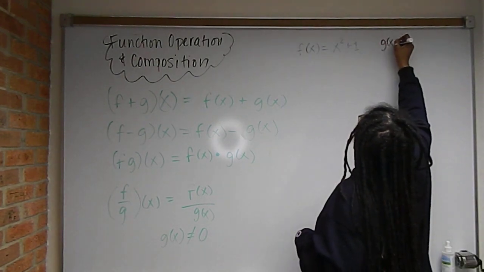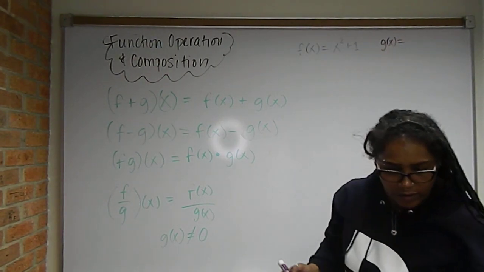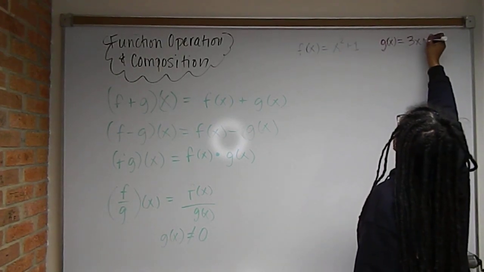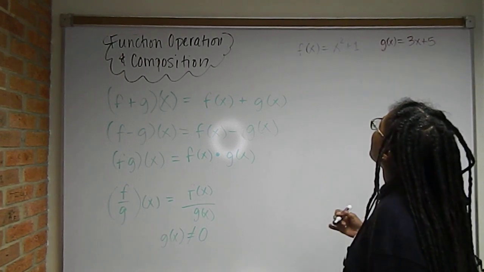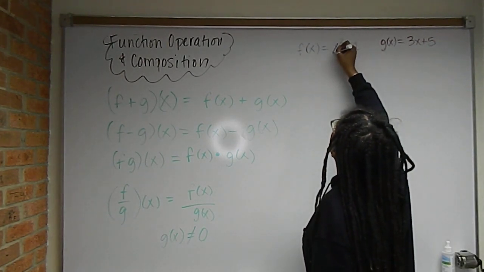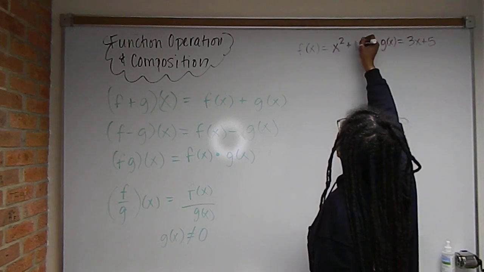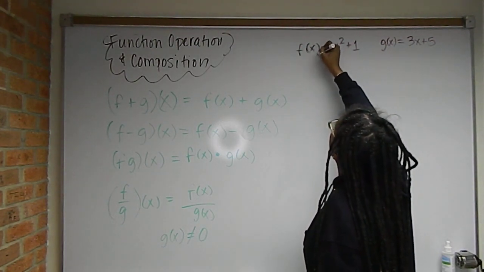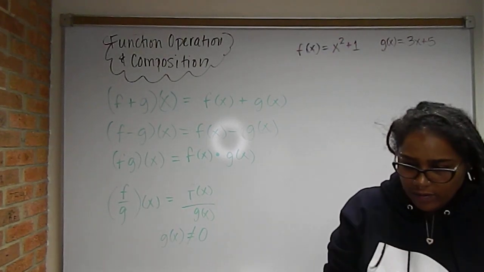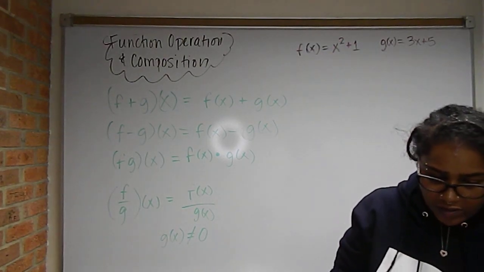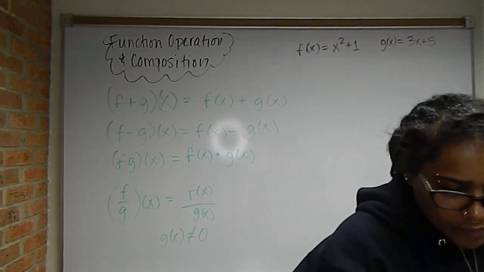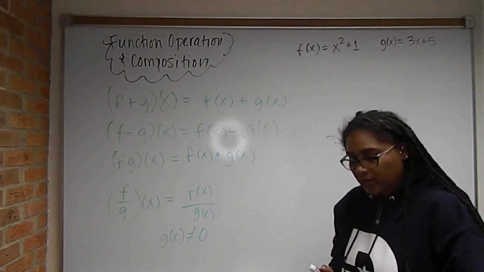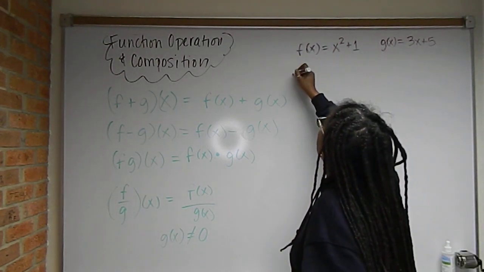g of x is equal to 3x plus 5, right? So f of x is x squared plus 1, in case you can't see that. All right. So let's just follow through and see what each operation is. So we're going to give the parameters that we're going to add.